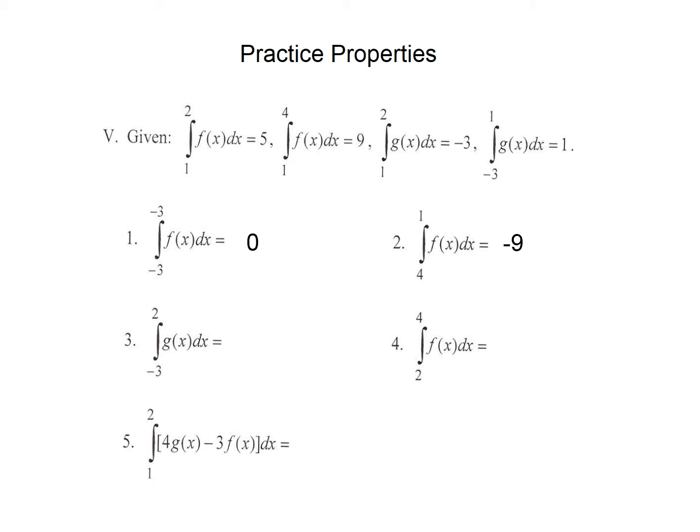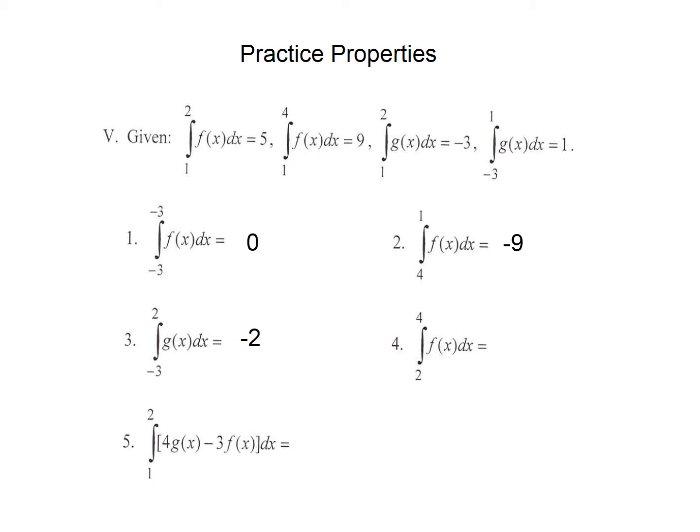In problem number 3, we're going from -3 to 2. We know the integral from 1 to 2 and then from -3 to 1, so we can add those together. So what we're going to do is add the integral from -3 to 1, which is 1, and then add the integral from 1 to 2, -3, and we should get -2.